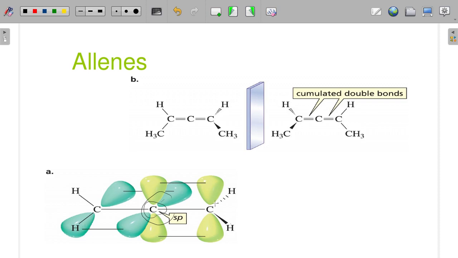So the orientation of these things is fixed. It even has a situation where if these are four different things, there is a special set of naming rules that we have to use to name an allene. We're not going to be doing much of that. I just wanted to introduce you to the class right now. We will see more of allenes later.